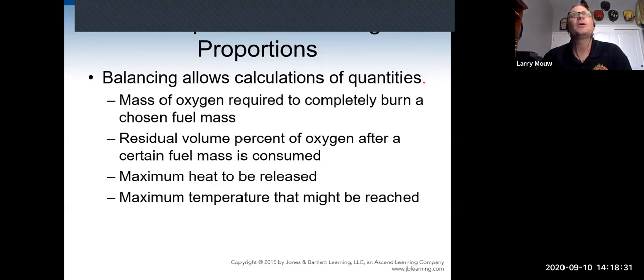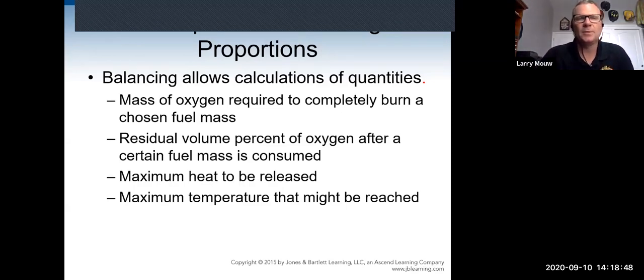As we balance some of these equations, if we know the makeup of a product, we're going to be able to look at it and calculate how it burns and what it's going to create. And if we know how much of it we have, we know how much of the other products it's going to create as well.